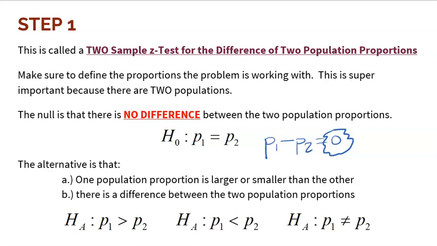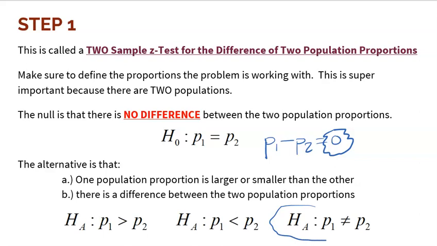The teacher believed that the proportion of guys was greater than girls. The economists believed that the proportion of Canadians was actually less than the proportion of Americans. Or the biologists believe that nobody's higher, nobody's lower, there's just a difference. So again, you actually have 3 different options for the alternative. It is that the proportion from population 1 is greater than population 2, the proportion from population 1 is less than population 2, or simply that they're not equal.